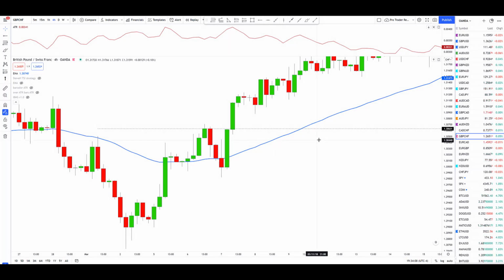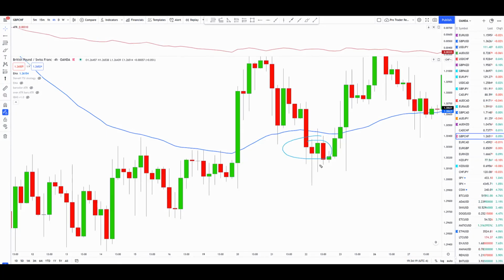Let me show you an example of what would not be a valid first entry. This candle would not be a valid first entry because we have not only one, but two red candles below the 50 EMA before we get the advanced engulfing entry. So this is an example of what an invalid trade would look like in that case.